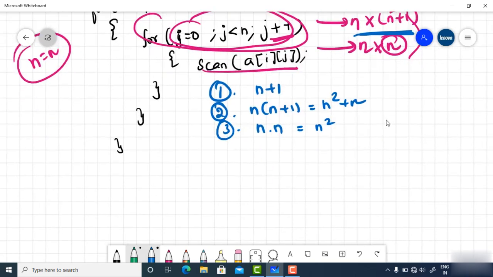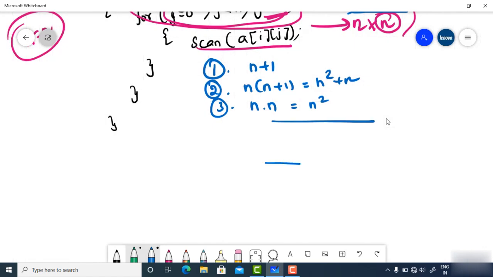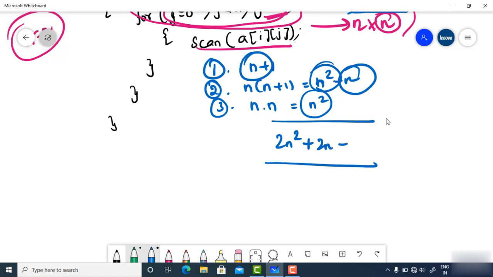So I am adding up all these. What I'll get here is 2n square plus 2n plus 1. So this is the total frequency count: 2n square plus 2n plus 1. And so what's the big O here?